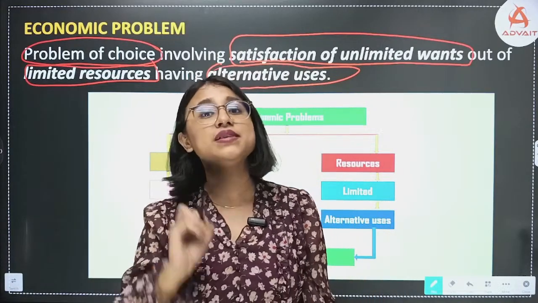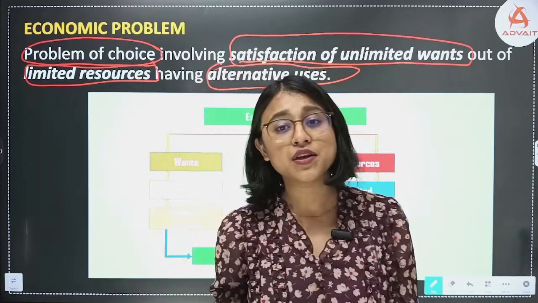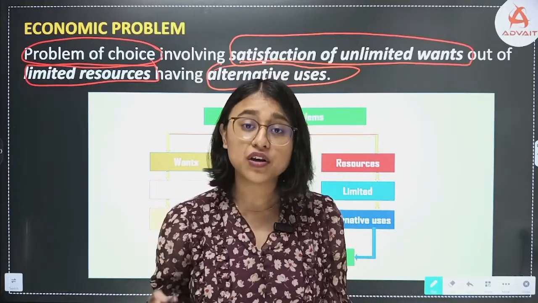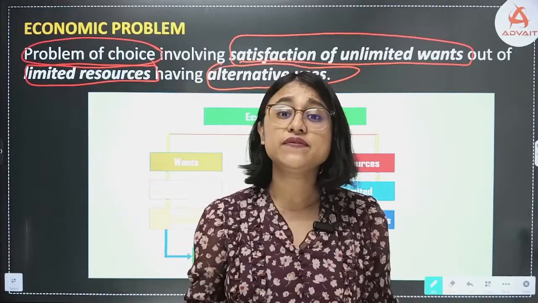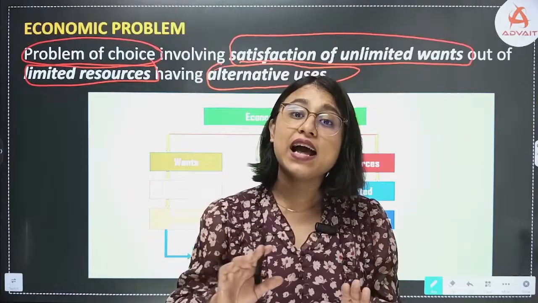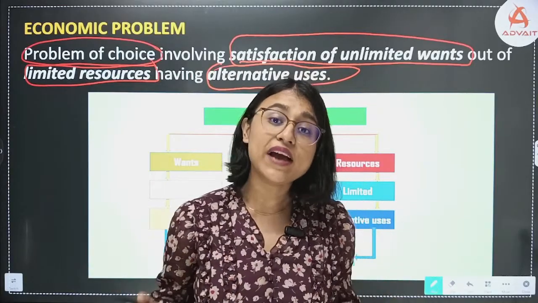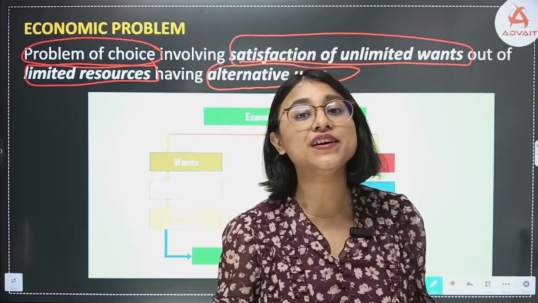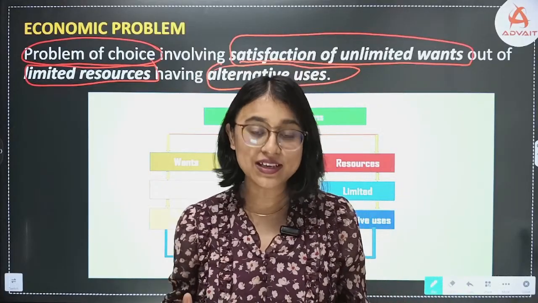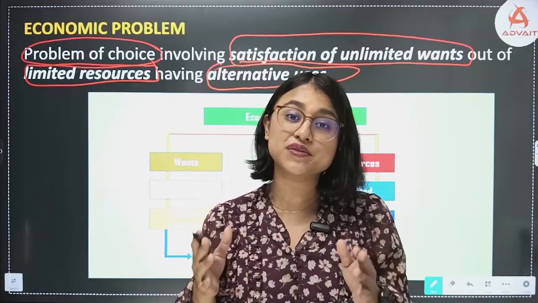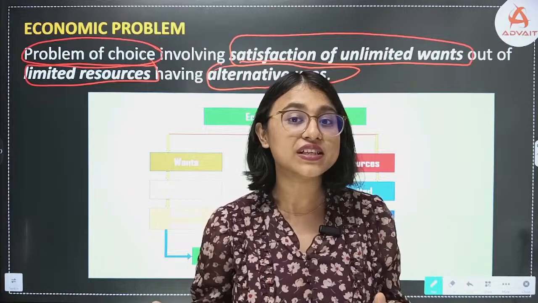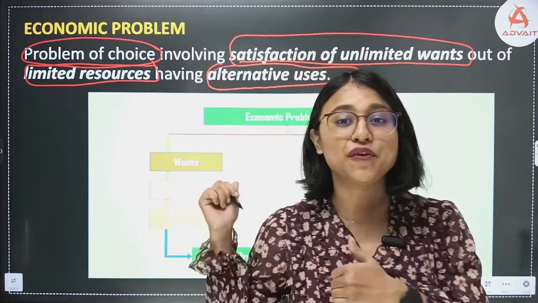Economic problem is nothing but the problem of choice. Why does the problem of choice occur? Because it involves satisfaction of unlimited wants of the human being. And these unlimited wants will have to be satisfied with the limited resources that are available, right? And those limited resources, which are already scarce in nature, also have other alternative uses. Let us understand from this diagram.